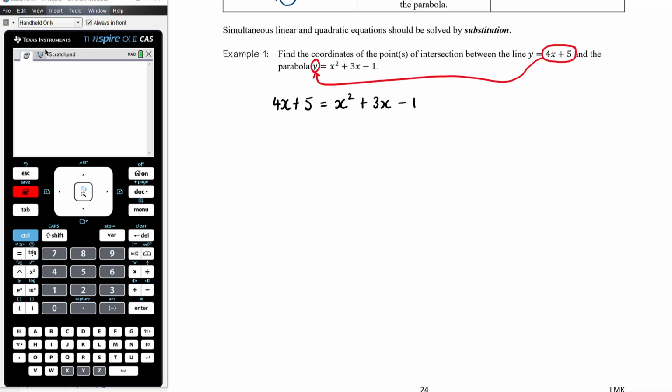So the first thing we want to do is get everything on the one side, make one side 0. So let's subtract 4x and subtract 5 from both sides. So we'll get x squared minus x minus 6 equal to 0. Solving a quadratic equation, if we can solve it by rearrangement, we will. We can't in this instance because there's more than one x term that are not like terms. Then we look to see if we can factorise. Factors of -6 that add up to -1. Yes, we'll be able to do that.